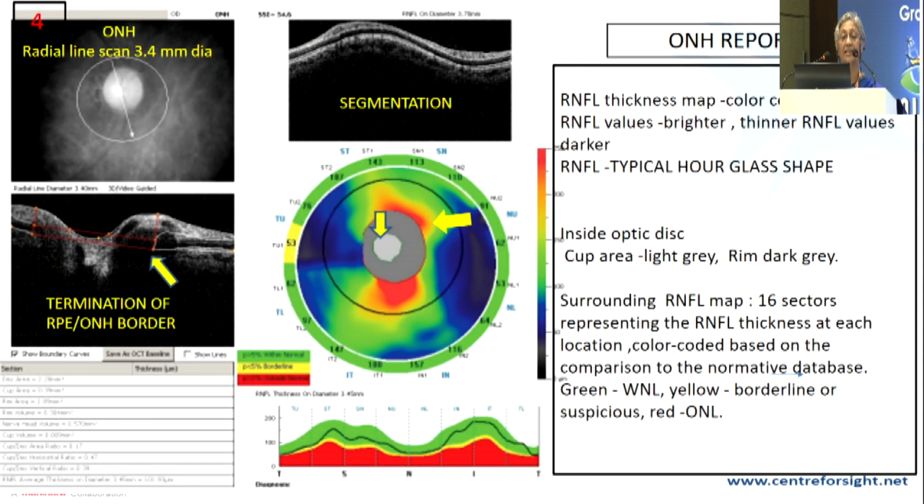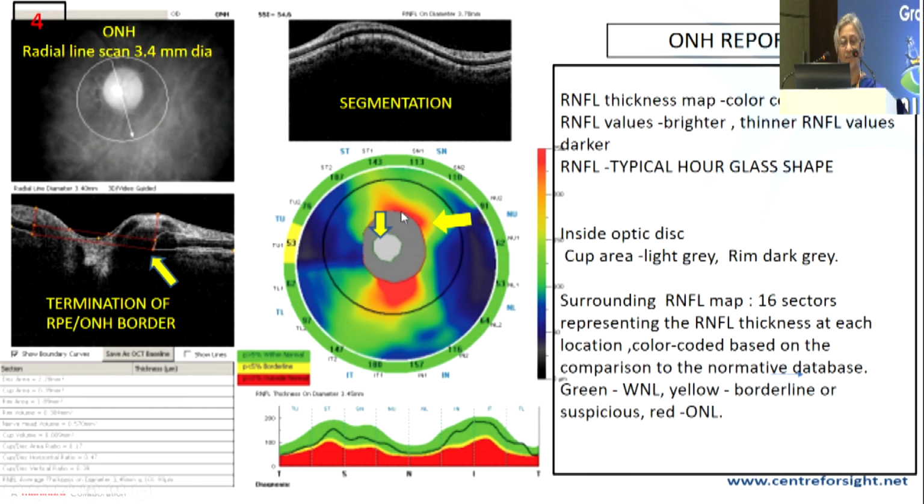So now you look at the way the scan is being placed over here. See, this is improper. It's a 3.4 millimeter diameter, but it is not properly placed. You have to look at the termination of the optic nerve border. Look at the segmentation. And then after that, have a look at the hourglass pattern that comes over here.